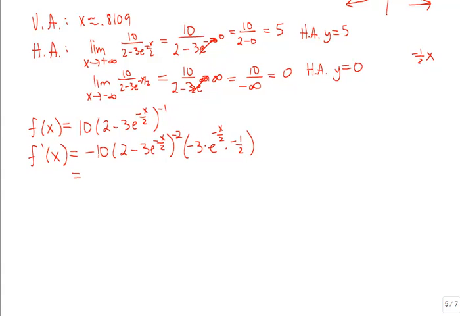Now we just need to kind of clean it up here a little bit. So we have a negative 10 times a negative 3, which is positive 30, times a negative 1/2, which is going to give me a negative 15. And then I have that e to the negative x over 2 from right there. And then I'm going to take all of this and move it back down to the bottom.